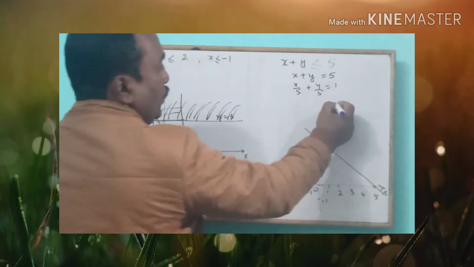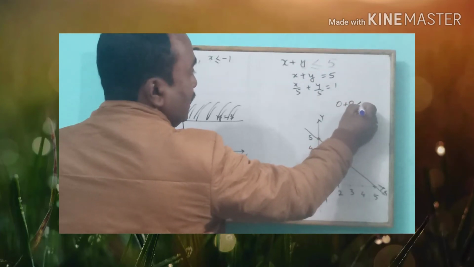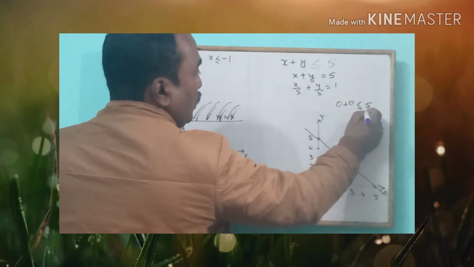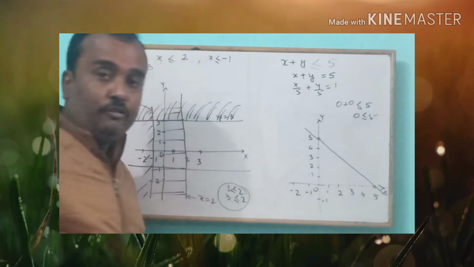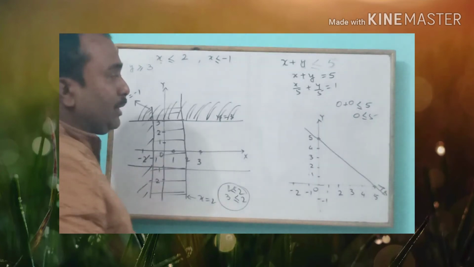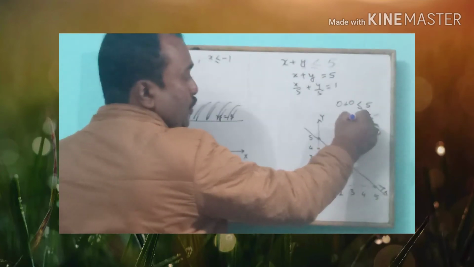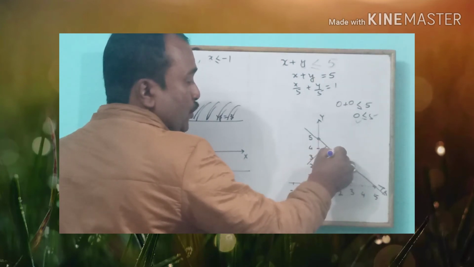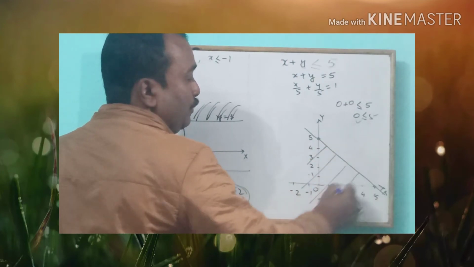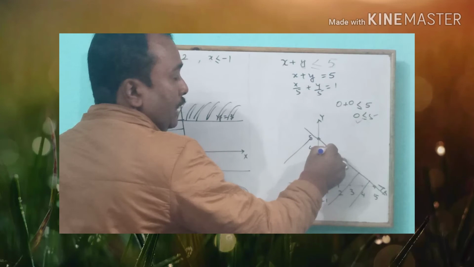If I put 0, 0 here, 0 plus 0 is less than or equal to 5. 0 is less than or equal to 5. Obviously, there is no doubt in that. So this is a true statement. Thus, if it is true, we shade it towards the point which we had considered.